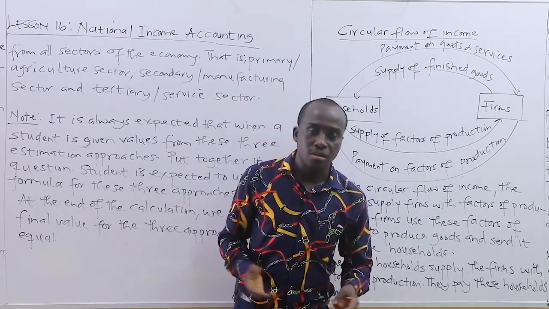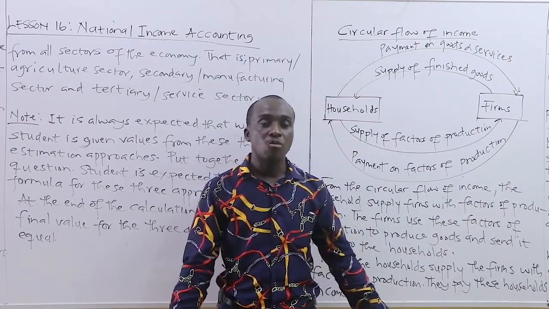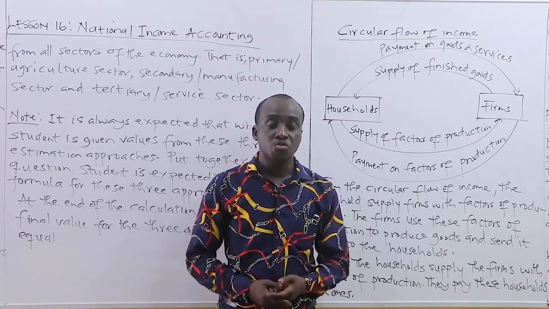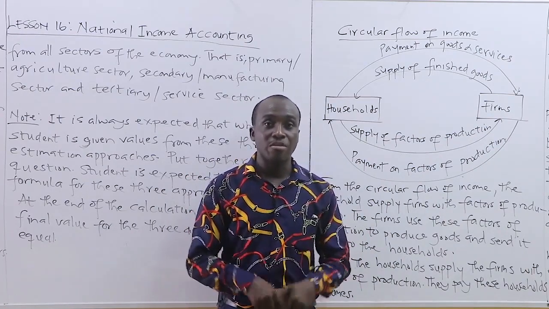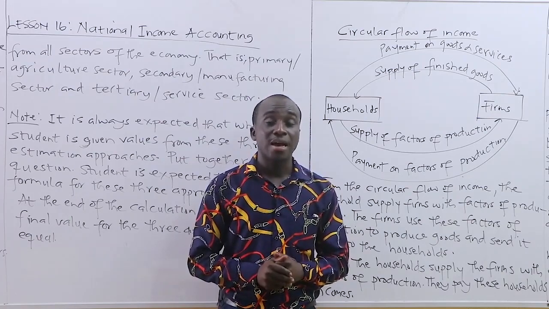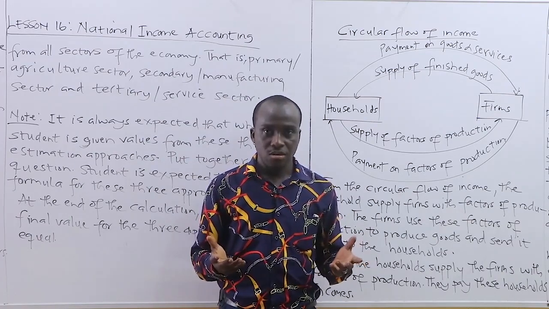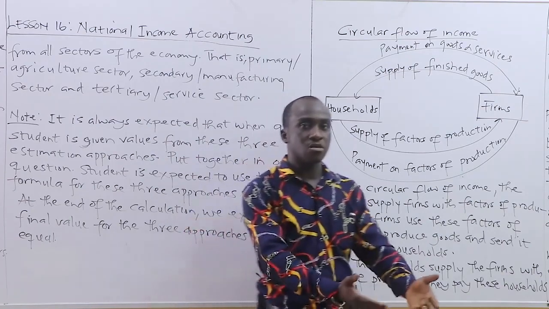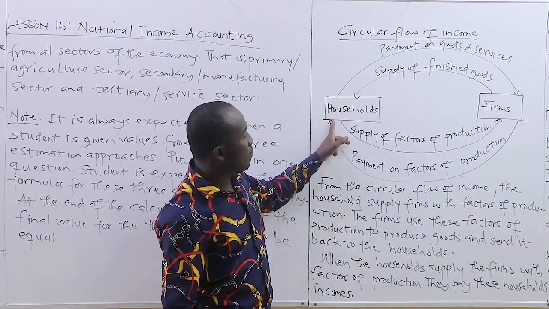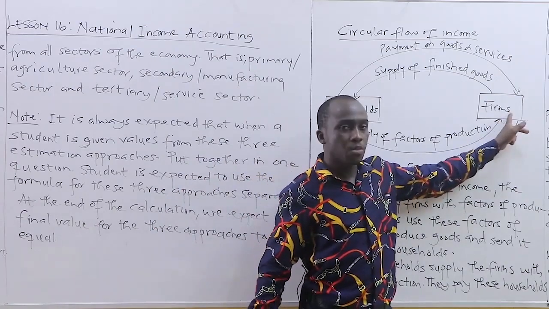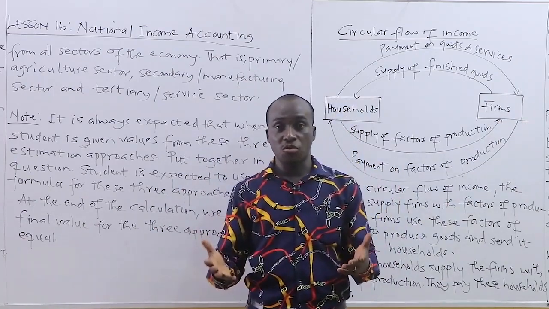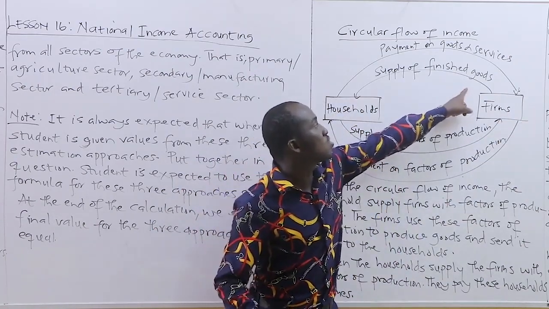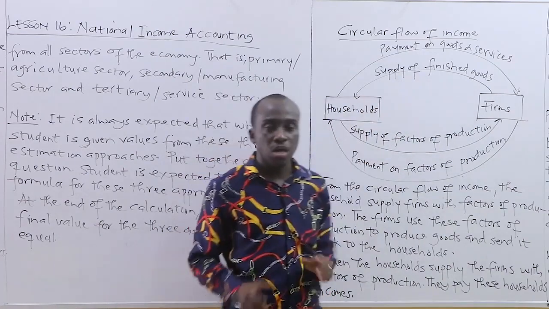What are factors of production? We supply them with labor. If I go and work for Unilever, I'm giving them my labor. We supply them with raw materials. We supply them with water. We supply them with what? Land. If today you finish school and go and work for Unilever, what are you supplying? Your factors of production. So the household supply the firms with what? Factors of production. What do the firms use the factors of production for? They use it to produce goods and send it back to the household.